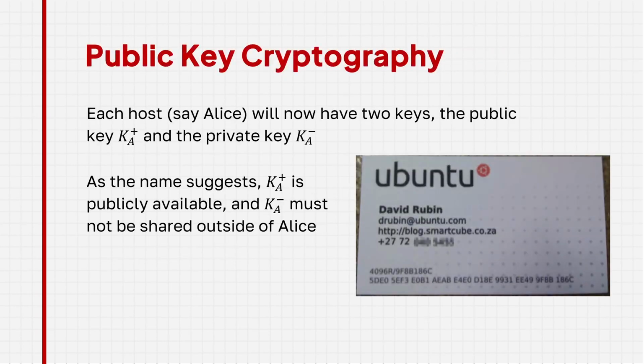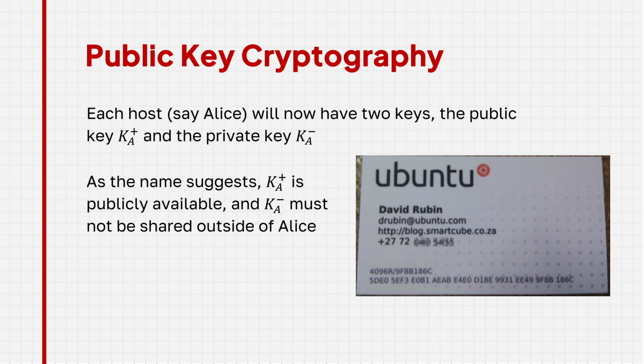Okay. Then now we have public key cryptography, which is a bit more complicated. When we have public key cryptography, every single host will now have 2 separate keys. There will be a public key, which we denote by K+. Then we also have the private key, K-.